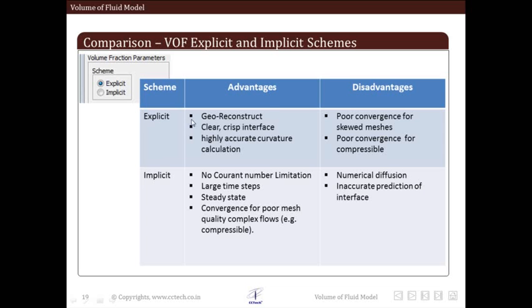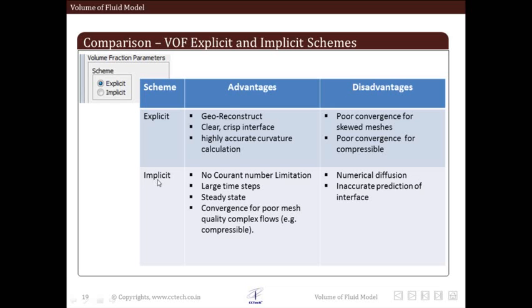With the explicit scheme, the advantage is that we can use the geo-reconstruct scheme, which we will discuss in the further slides. Also, we get a clear and crisp interface because we already have the solution for the momentum equation from the earlier time step. Also, we get highly accurate curvature calculations. Whereas the downside for the explicit scheme is that we get poor convergence for skewed meshes as well as poor convergence for compressible flow.